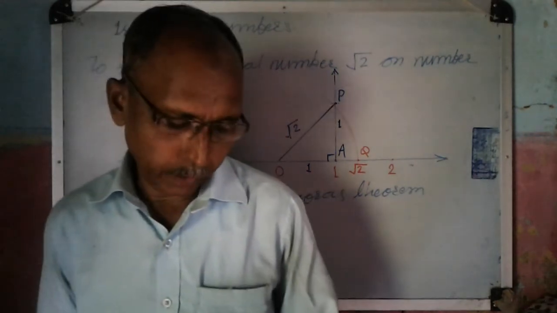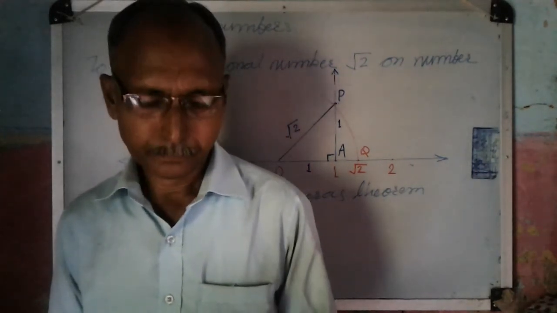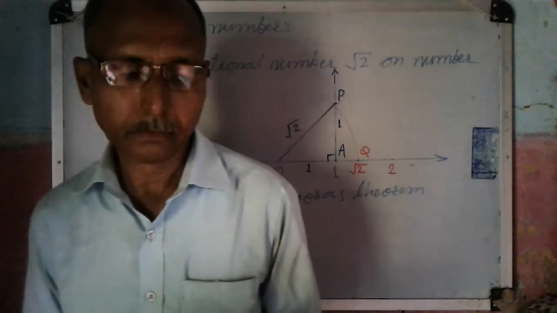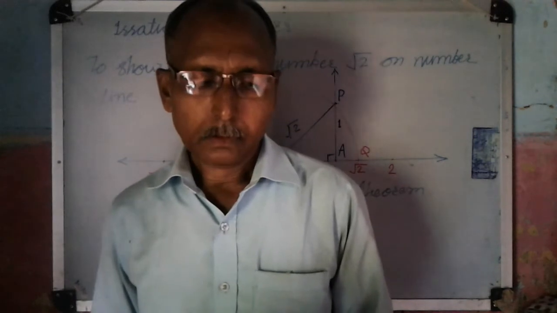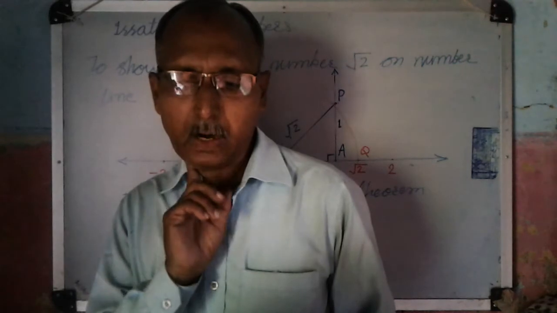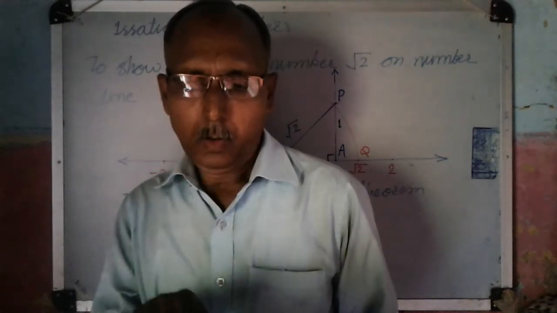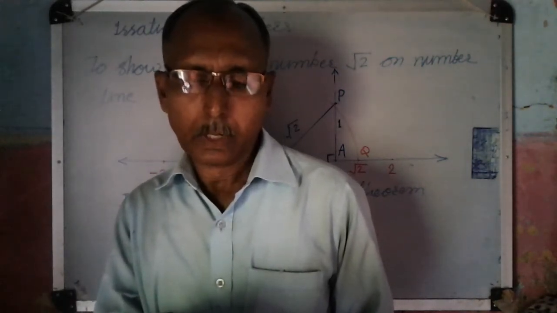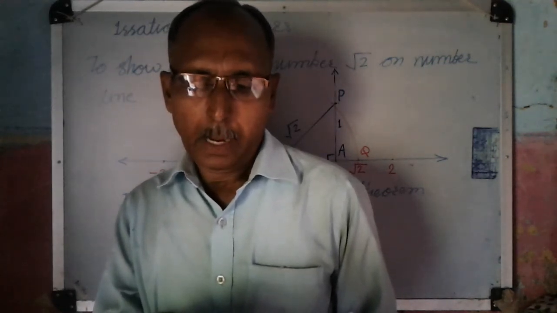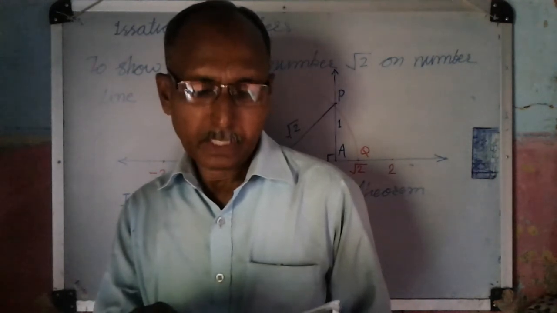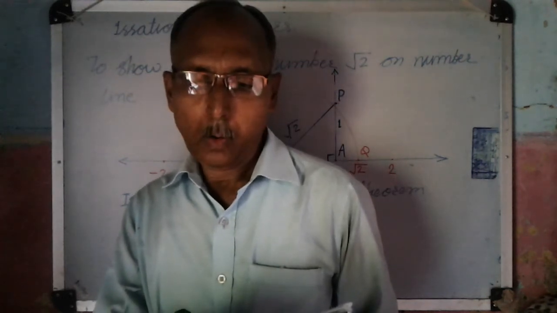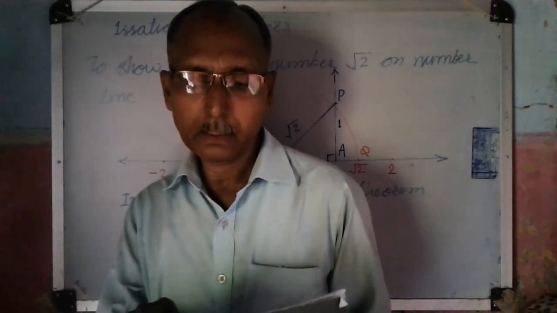Now here on page number 6, activity is there. You have to fill the empty boxes here. Figure is given. In the figure, length of OQ is equal to root 2 and length of QR is equal to 1, that is 1 unit. And OQR is right angle triangle.